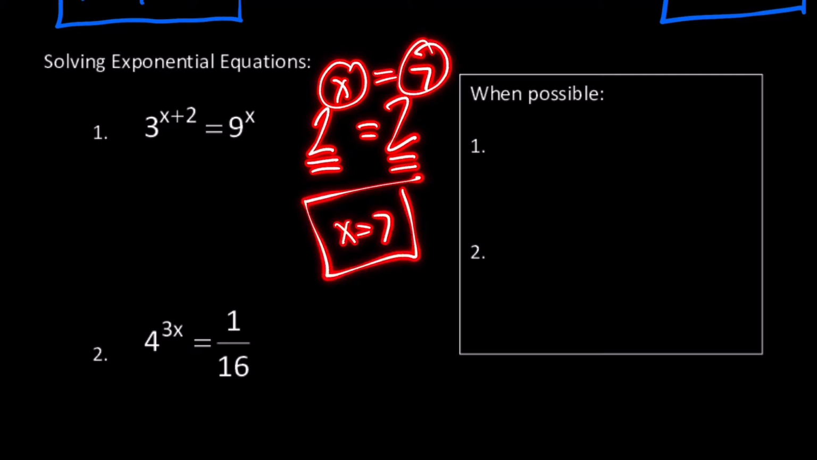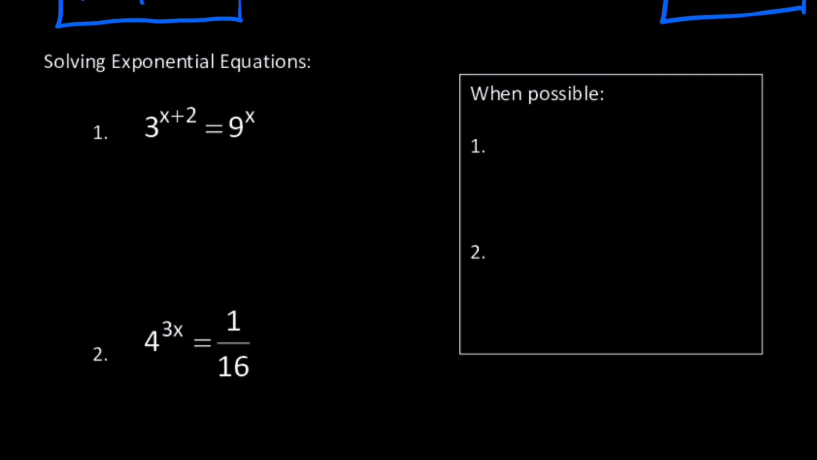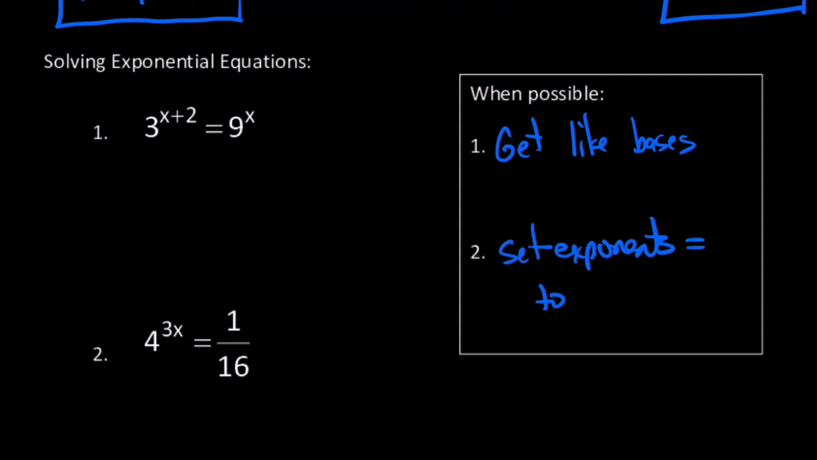So our goal, when possible, is to get like bases. Once you get those bases to be the same, you set exponents equal to each other, and then solve. So this is why it's very important that we know our power families.